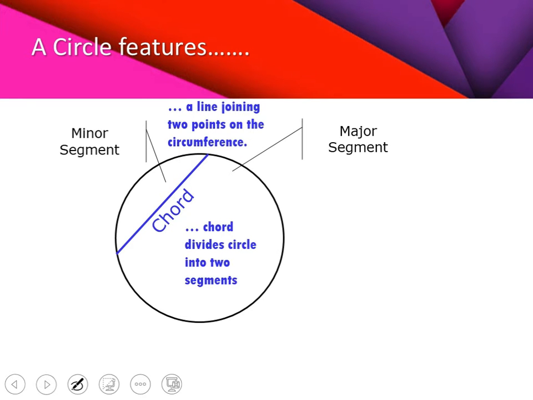Then in chord we have two segments. The first one, which is the smaller one, like this one is the smaller one, so this is minor segment, and the big one is the major segment. So this is major segment, and this upper one is the minor segment.